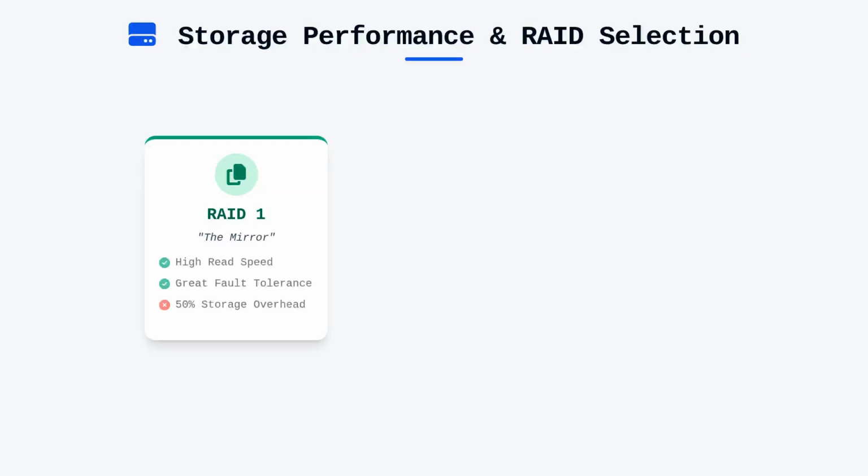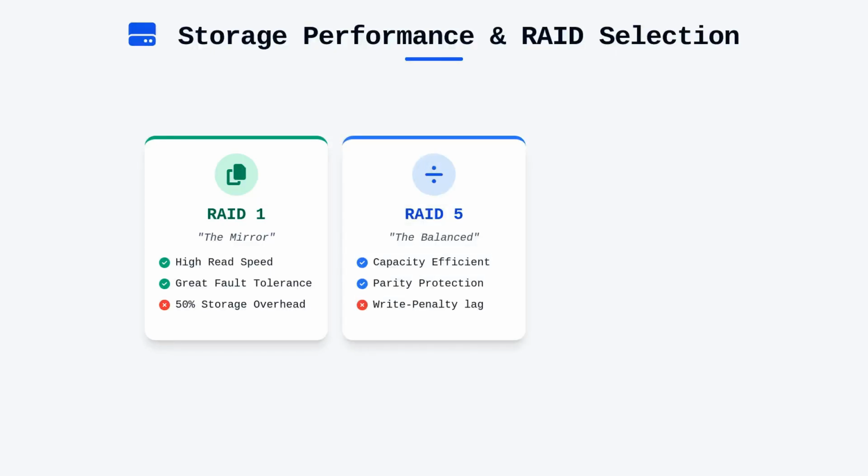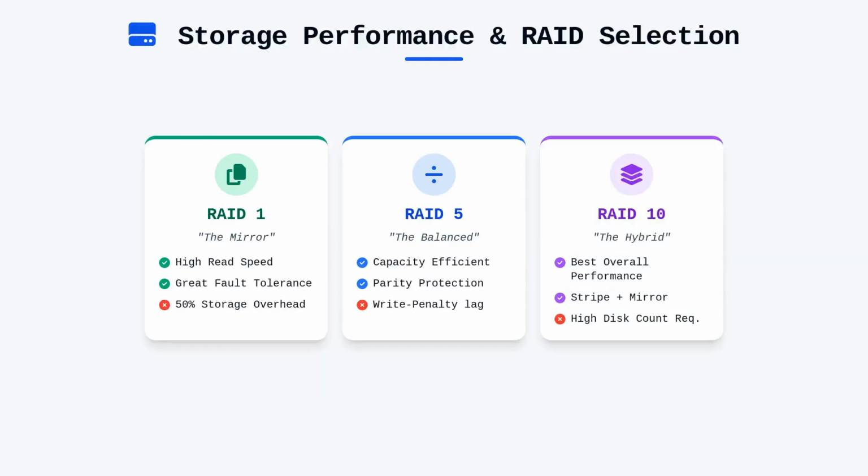RAID 1 provides excellent mirroring but carries a high cost of entry due to the 50% storage overhead. RAID 5 offers better capacity efficiency but incurs a write penalty because of the parity calculations performed for every transaction. RAID 10 provides the best of both worlds by combining striping and mirroring, though it requires an even number of drives and increased physical disk count.